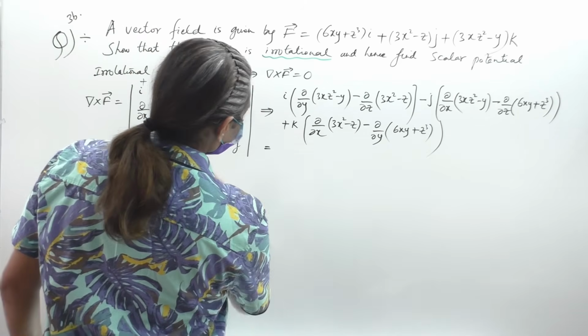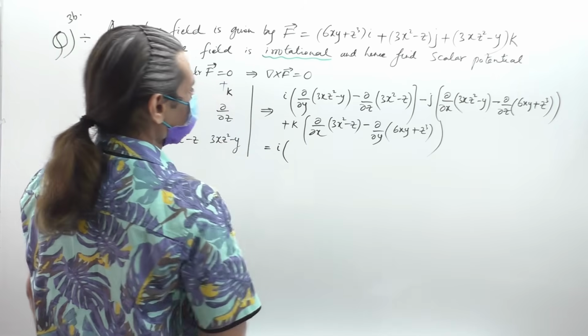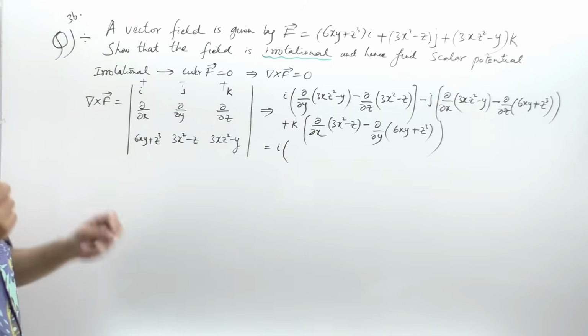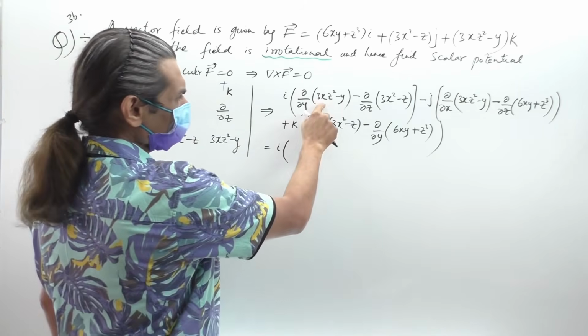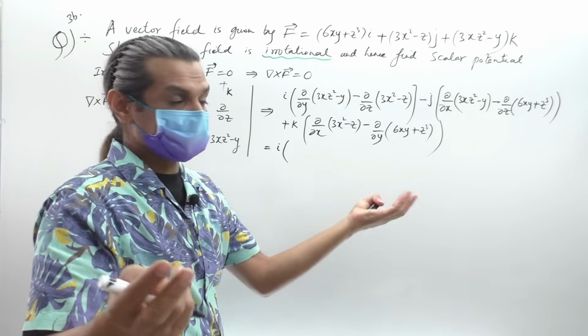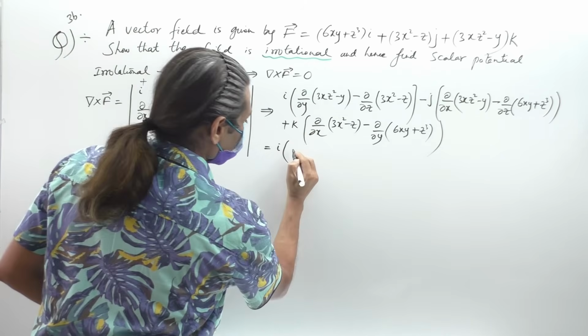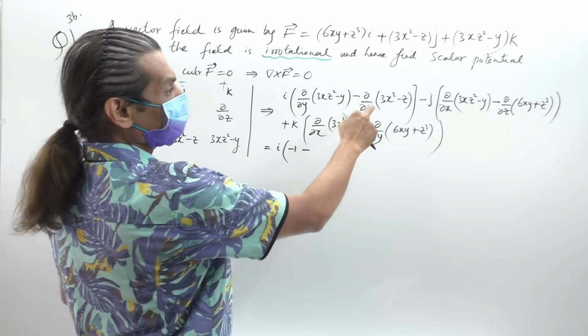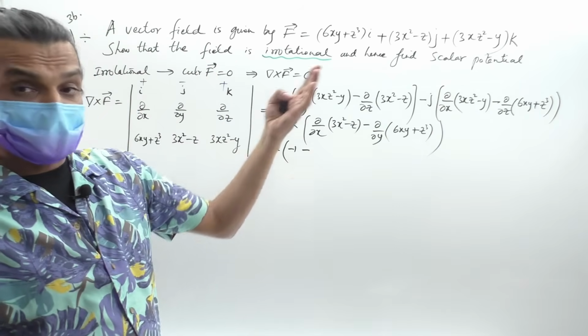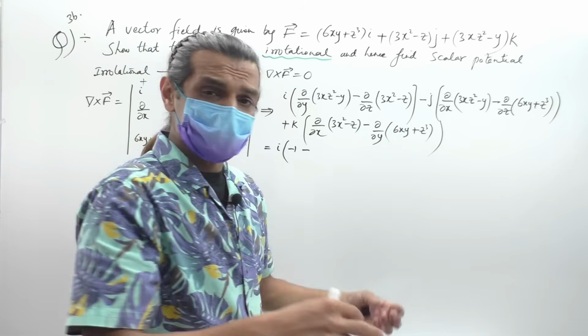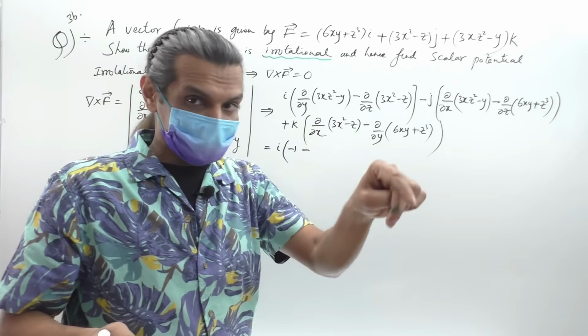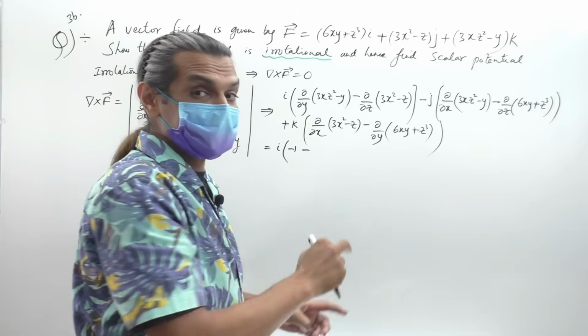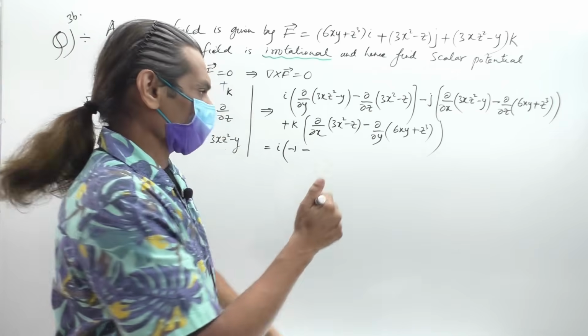So that is equal to i into ∂/∂y, meaning we are partially differentiating only with respect to y. 3x², there is no y term, so 0. Differentiation of −y is −1, minus ∂/∂z. See, you are differentiating only the z terms here. 3x², no z term, 0. Differentiation of −z is −1. But here outside the bracket a minus sign is there. Minus into minus, plus 1.